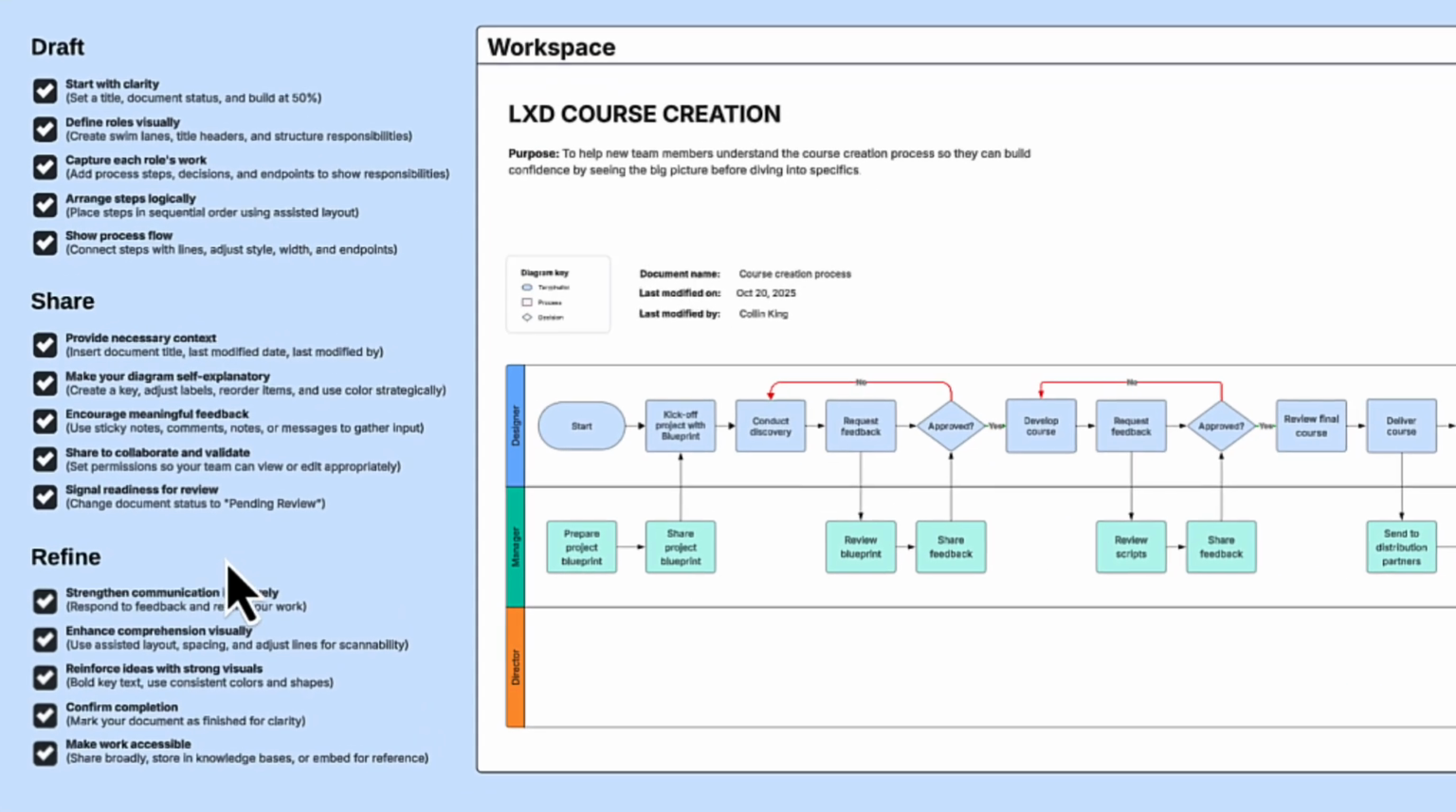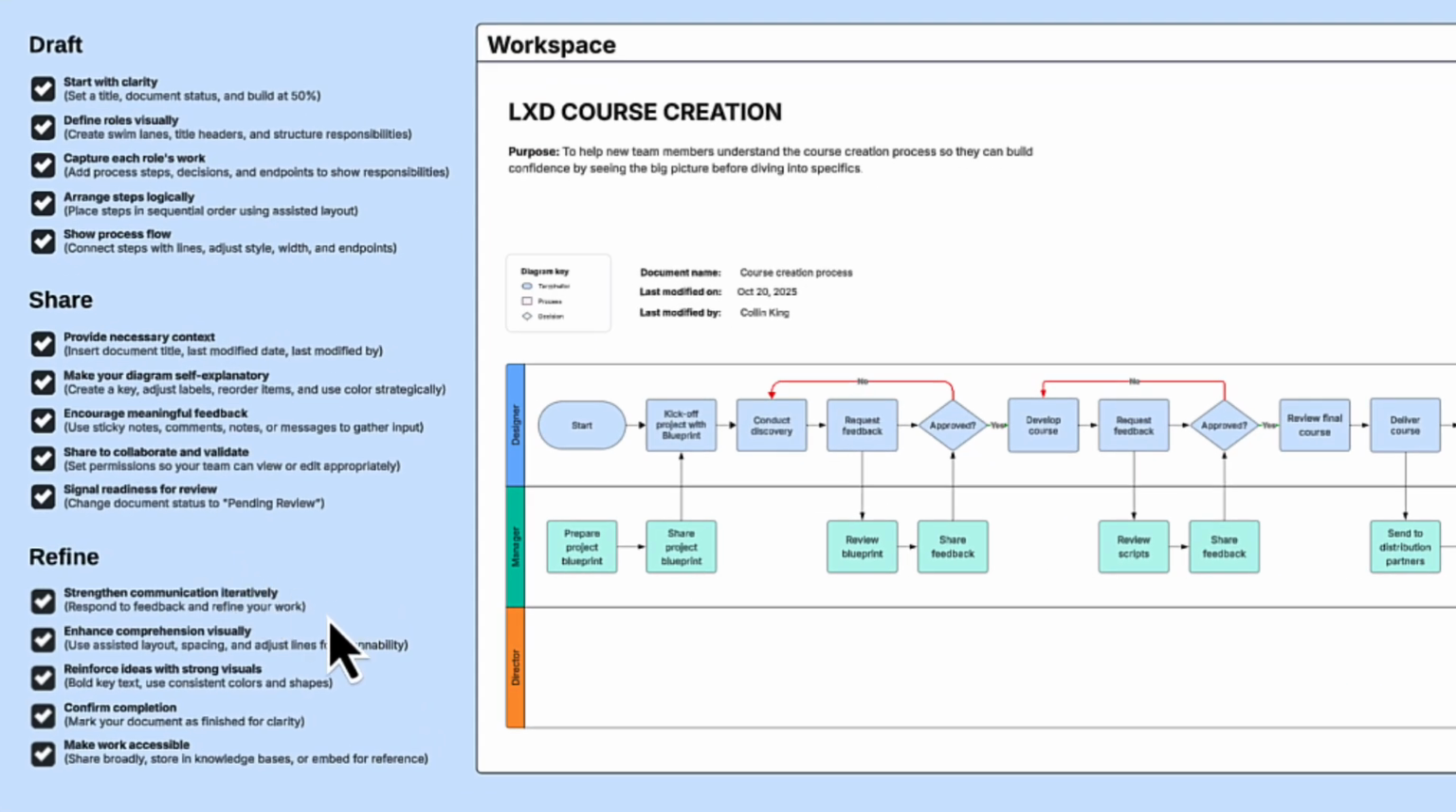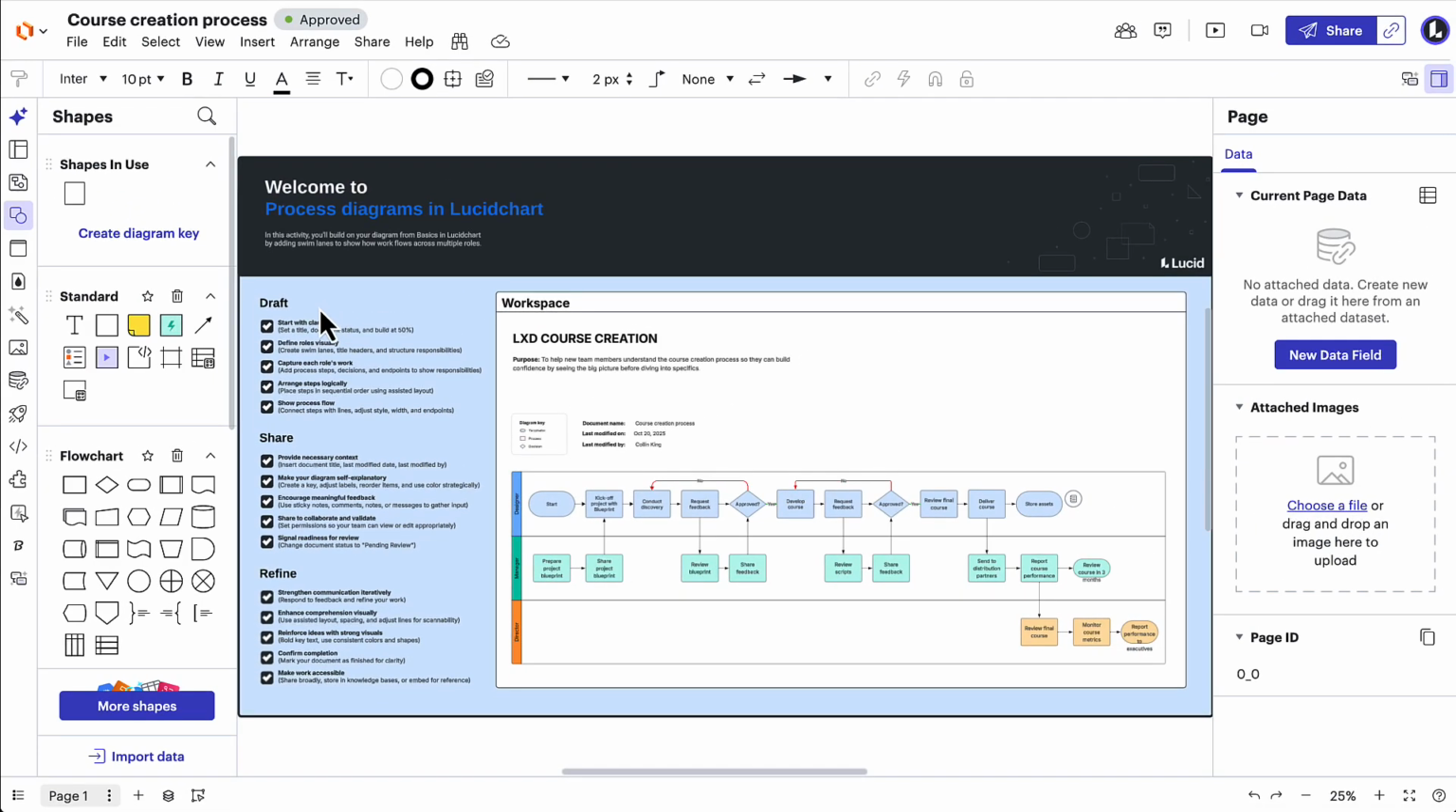We finished our process diagram by applying feedback, tidying the layout, and making it a reliable resource the team can use. Following the steps from draft to share to refine, we now have a diagram that's clear, actionable, and easy for anyone to follow.